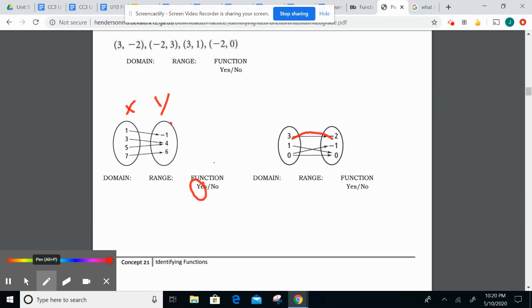Because when we plug that in, we only get one thing. But here's the problem. If we plug in a 0, we're either going to get a -1 or a 0. So there is a repeat. So even though it doesn't look like there's a repeat, there's 2 arrows coming from that. So no, it is not a function.